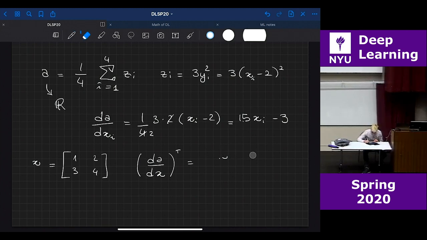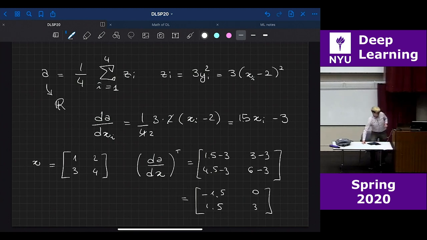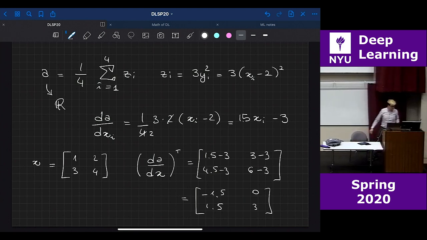Maybe I should write everything, right? So you're actually following. So you have 1.5 minus 3. Then you have 3 minus 3. Below you have 4.5 minus 3. And then the last one is going to be 6 minus 3. Which is going to be equal to minus 1.5, 0, 1.5, and then 3, right? You agree?